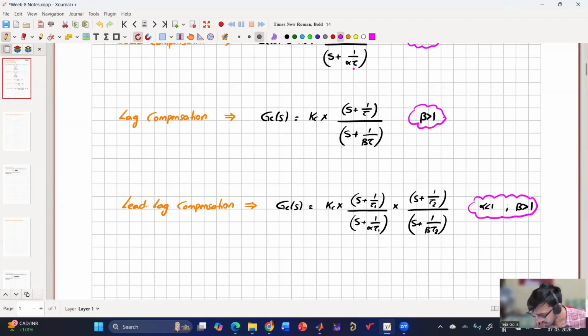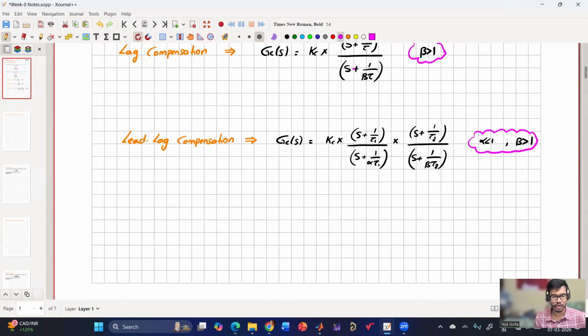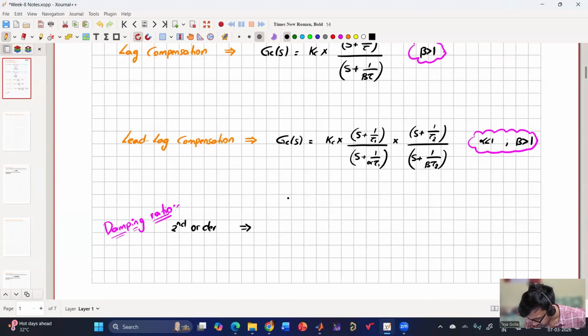So to avoid confusion, this is the one we will always be using. So coming to your question, the damping ratio that you have asked. It is basically for the second order systems that we consider. Say my second order system is in this way.